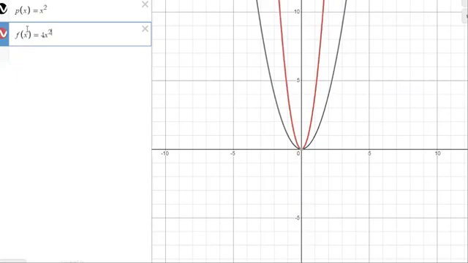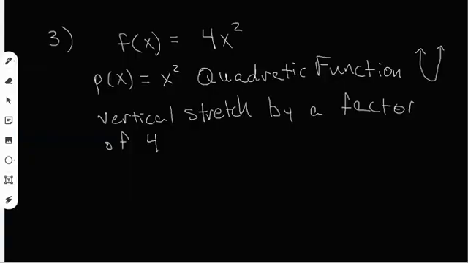So do you see the difference? We start off with the black function. That's our parent function, the simplest form of all quadratic functions, right? That U shape. But then this red function is taking the black function and stretching it vertically by 4. So see the difference? This graph is much skinnier. It's more narrow. It's more vertically stretched than the black function. Okay? So that's what a vertical stretch is going to look like. So let's head on back to the slide and let's do number 4.